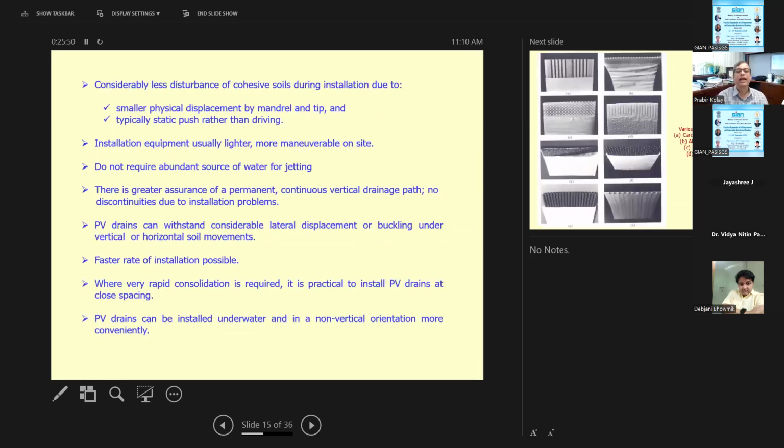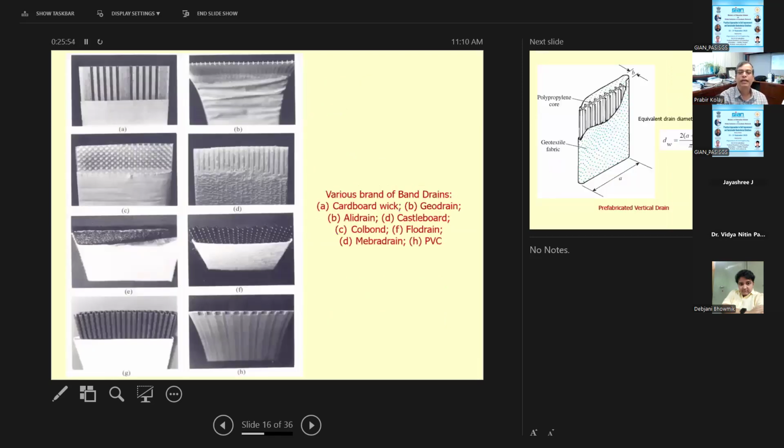So again, as I mentioned, these are the advantages and disadvantages. I'm not going to go into details over here. This is how the PVD looks like. Okay, so these are PVD products from various companies. The first one is the cardboard wick. Wick they call it. It is a geodrain. These are all different types of drain.